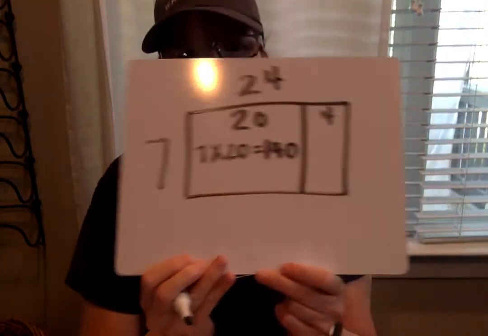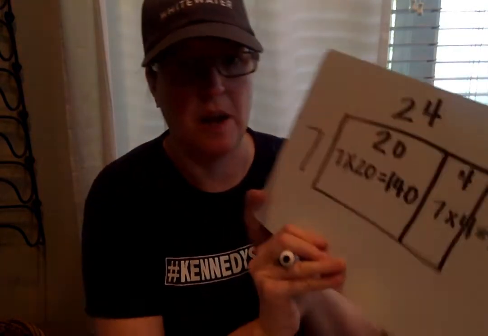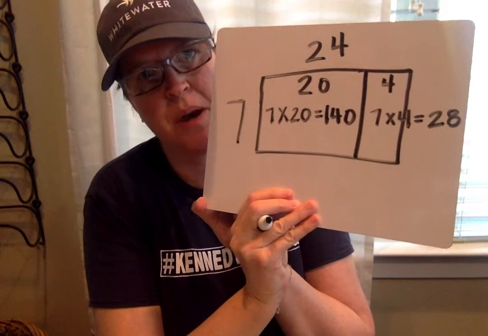So we have 7 times 20, and I'm going to think of 7 times 2. What's 7 times 2? Right, 14. So now we know 7 times 20 is 140. And then we know 7 times 4 is, that's right, 28. Good job. Do you have those two number models written already?